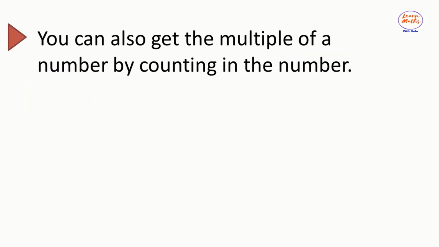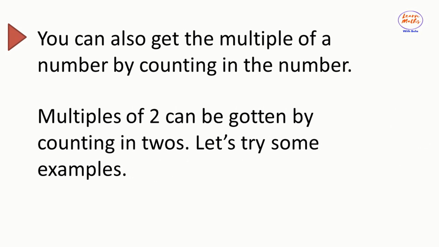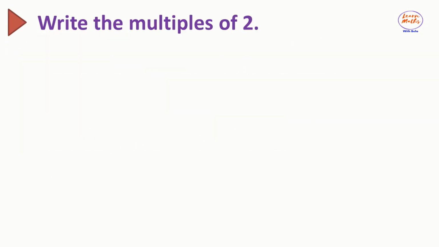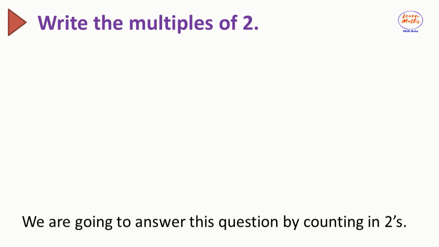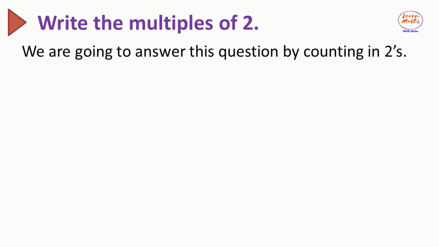And then you can also get the multiple of a number by counting in the number. Multiples of 2 can be gotten by counting in 2s. Let's try some examples. You can get the multiple of a number by counting in that number. Like in the example here, we have: write the multiples of 2. So we'll be solving this by counting in 2s.